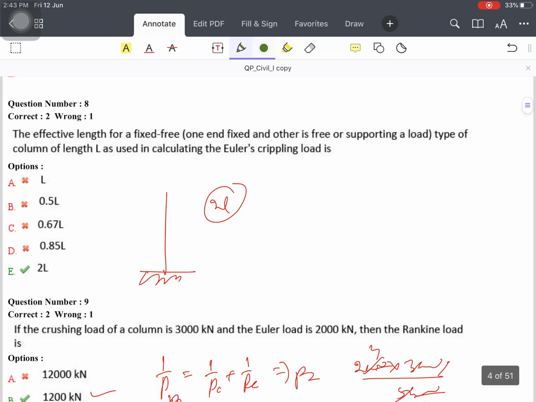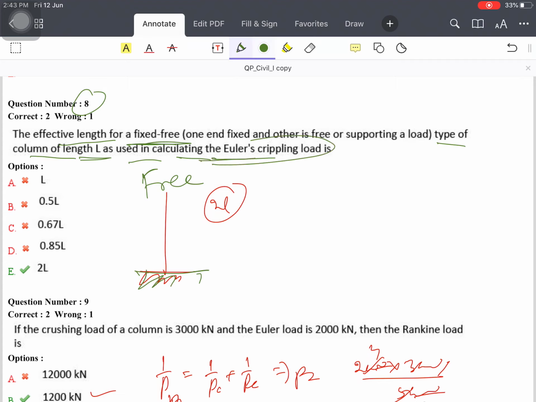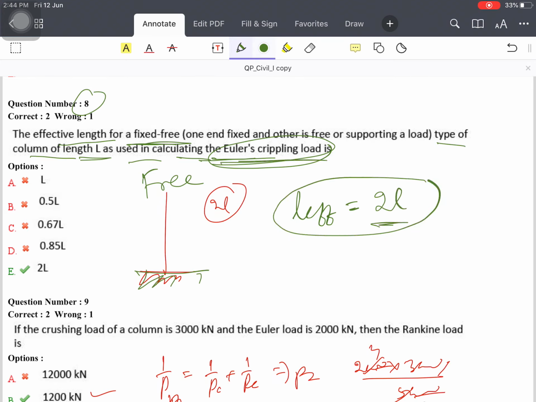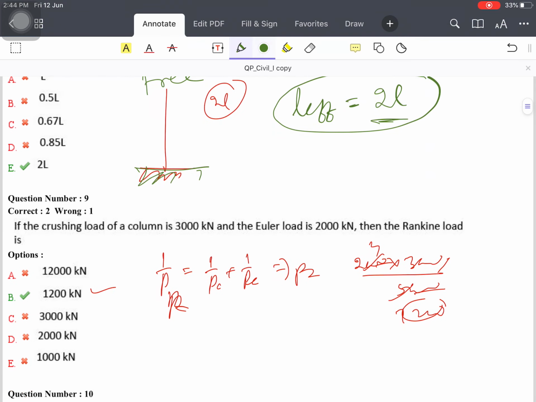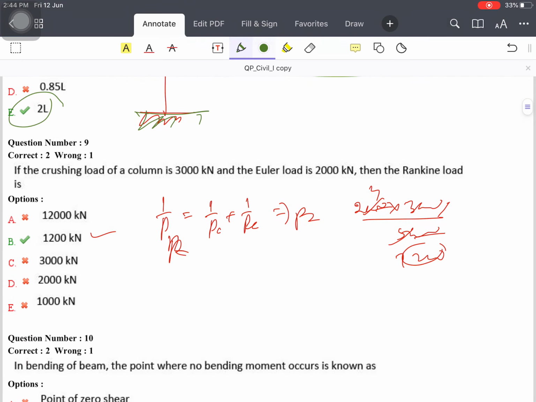Question number 8. The effective length for a fixed free type of column, which means one end is fixed and the other end is free, of length L as used in calculating the Euler's crippling load. So L effective equals 2L. This value is being used in Euler's crippling load, 2L.